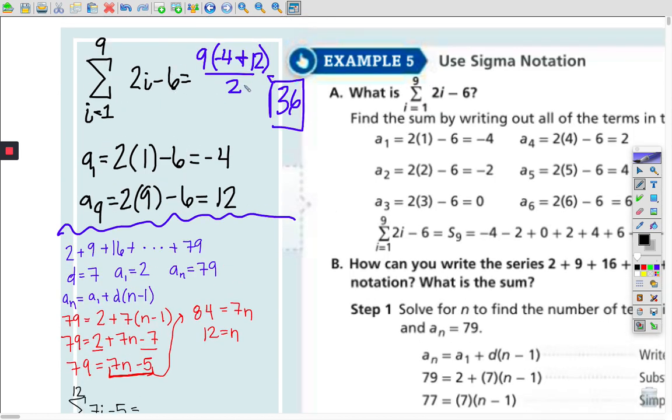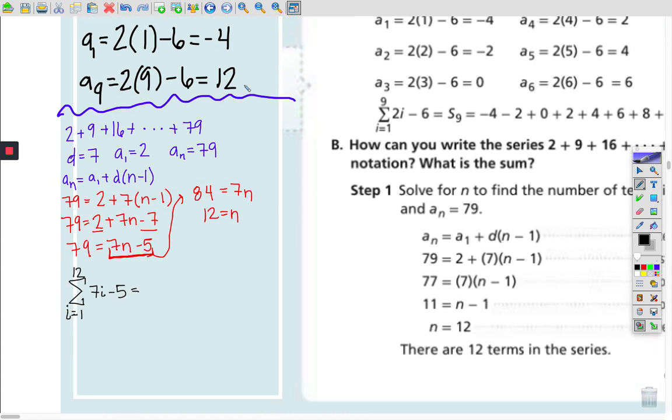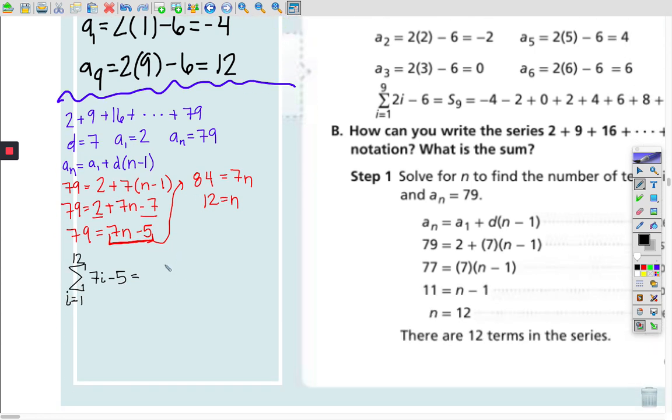remember how we went in and used the summation formula? We're going to do the same thing. So we know how many terms we have. That's given to us. That's 12, right? My first term, a1, is 2, and my last term is 79. And then you divide everything by 2, and we figure out the sum of that series. What is it? 486, and that is correct.